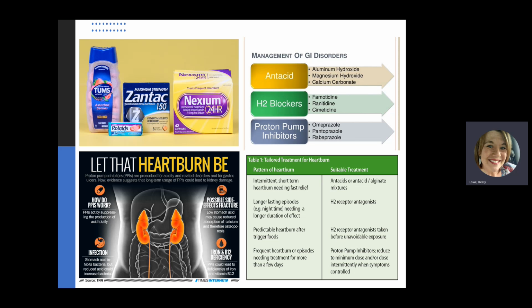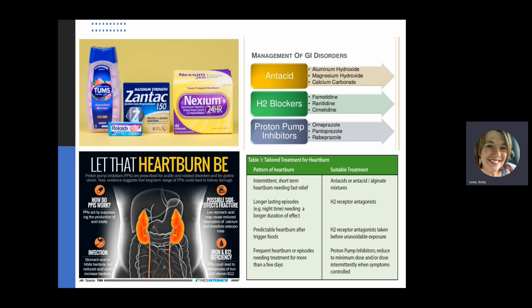Longer lasting episodes, particularly at night. That lower esophageal sphincter relaxes, pressure in the stomach. Try an H2 receptor agonist. Try something like Zantac or Pepcid. If it's predictable heartburn after certain foods, and we know we're going to eat it, we could go ahead and take an H2 receptor agonist. They don't work immediately, but we're going to go out and we're going to be eating lots of things that irritate it. We can go ahead and take it to help make it start to work then.